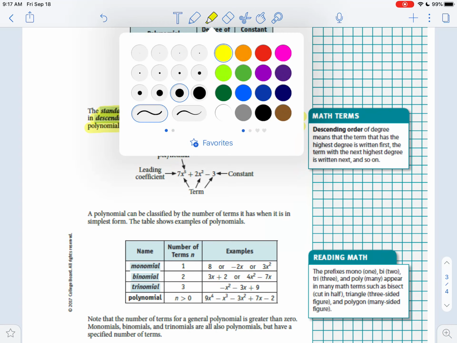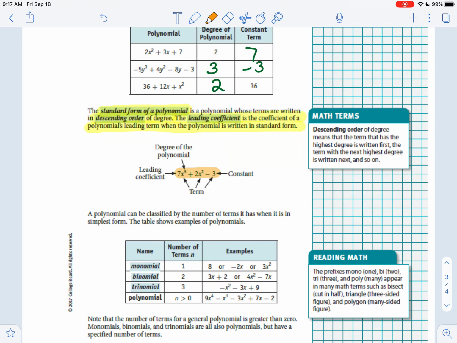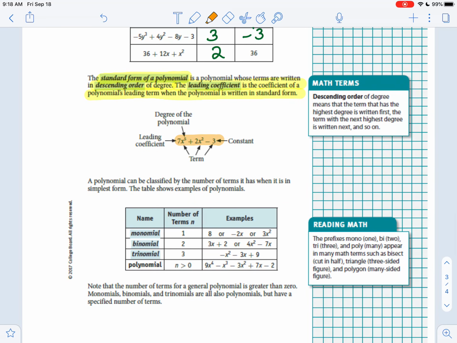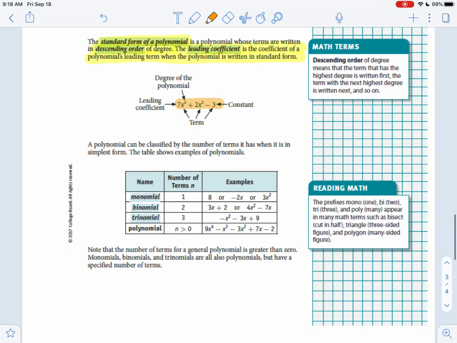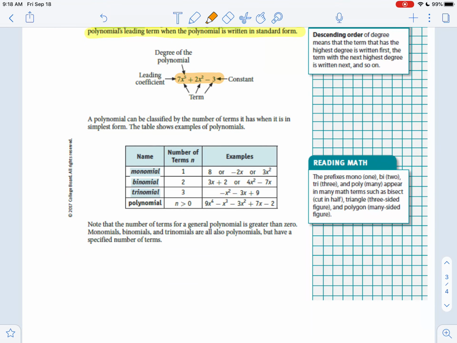So here's a good example of standard form. 7x to the 5th plus 2x squared minus 3. And the lead coefficient would be considered the 7 because the highest power is 5. That's the leading term. We have 3 terms in this polynomial, and the terms are written in descending order according to power. Okay. We do have some special classifications for polynomials.